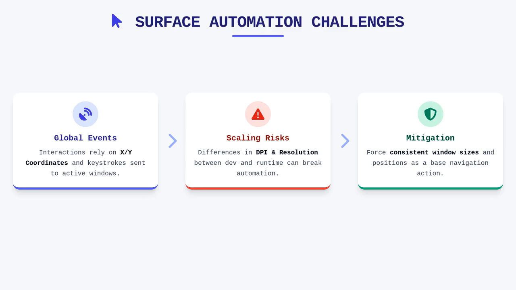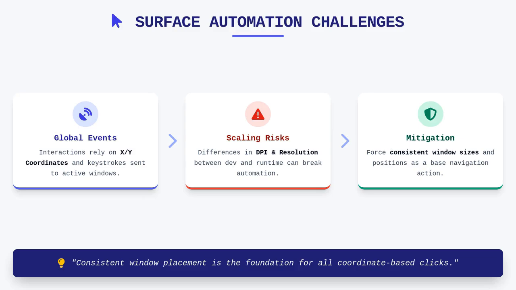I strongly suggest that you implement design workarounds to mitigate these risks, such as forcing application windows to specific sizes and positions using a base navigation action before starting any interaction. Consistent window placement is just as important as the logic within your object, as it serves as the foundation for the coordinate-based clicks that surface automation relies upon.